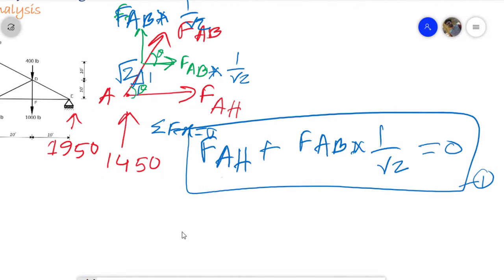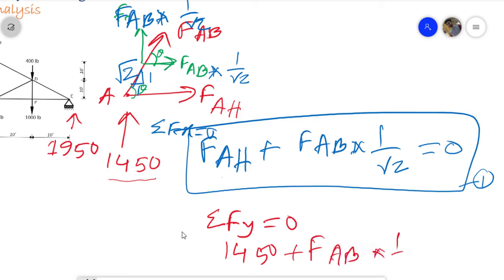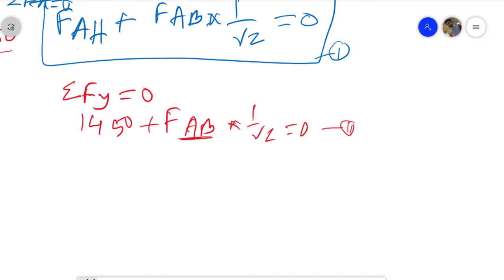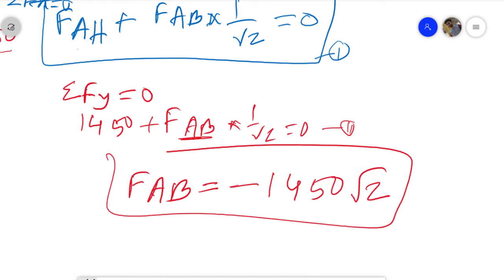And now if you take summation of F_y equals 0, what will you get? At first let me take 1450, as this is in the upper direction, that is why this is positive, plus there is only one other force, that is FAB into 1 by root 2. So plus FAB into 1 by root 2 equals 0. Now in the second equation there is only one unknown, that is FAB, so you can calculate that. From this equation I can say FAB is equal to minus 1450 into root 2. So that's the magnitude of FAB.